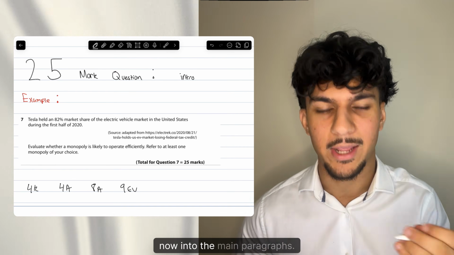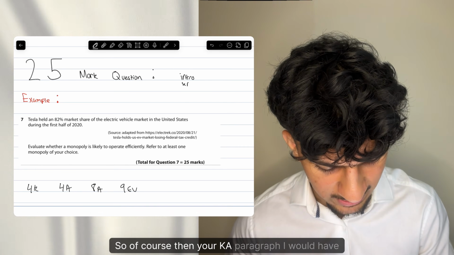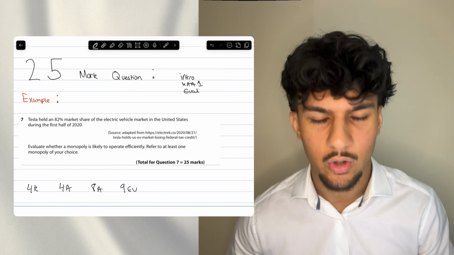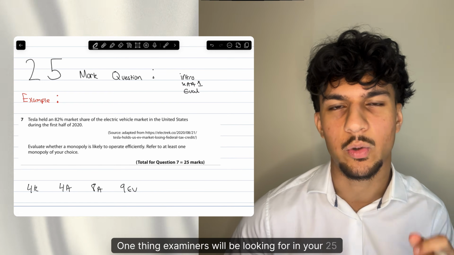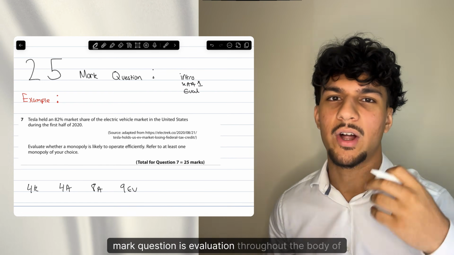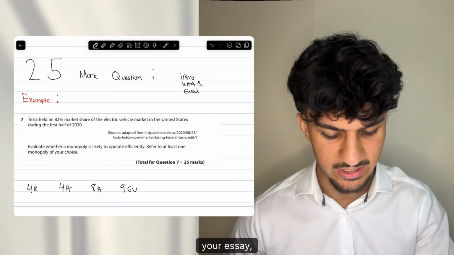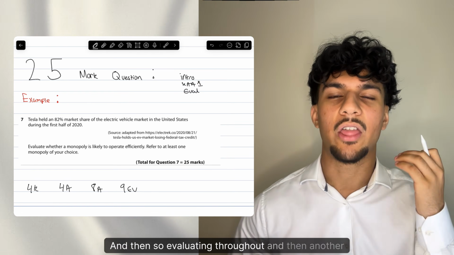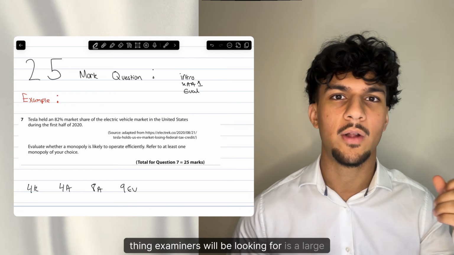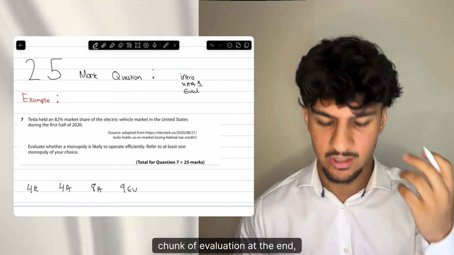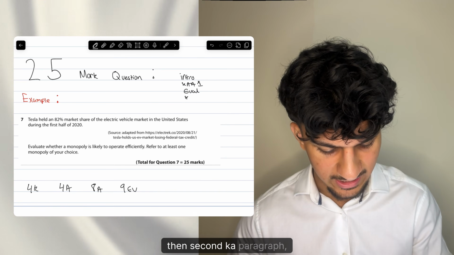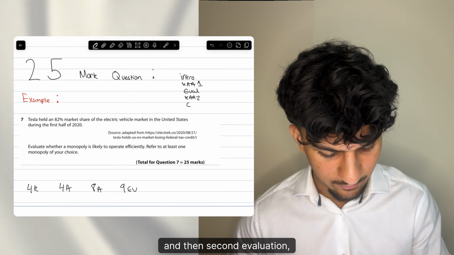But yeah, now into the main paragraphs. So of course, then your KA paragraph, I would have one KA paragraph, then obviously evaluation. One thing examiners will be looking for in your 25 mark question is evaluation throughout the body of your essay, so evaluating throughout. And then another thing examiners will be looking for is a large chunk of evaluation at the end, which we'll get to. But yeah, so KA paragraph, then evaluation, then second KA paragraph, and then second evaluation paragraph.